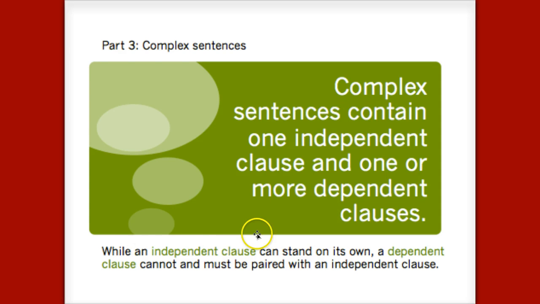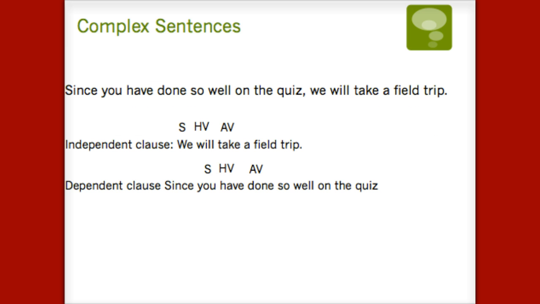Okay, well, an independent clause can stand on its own. A dependent clause cannot and must be paired with an independent clause. So we have a couple of sentences here, or a couple of sentence pieces.